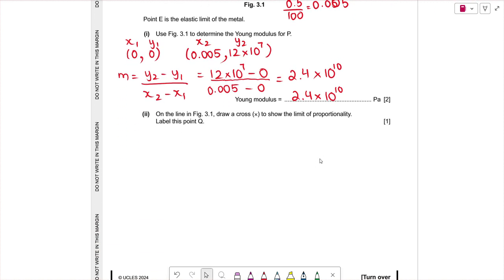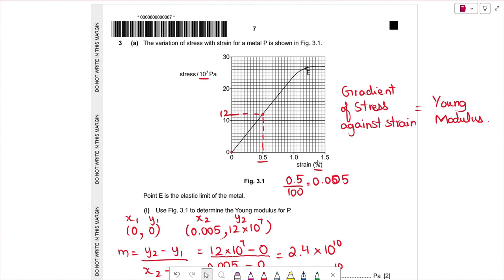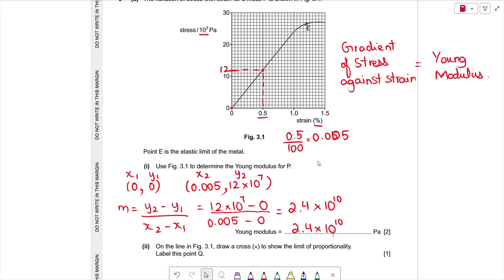On the line in figure 3.1, draw a cross to show the limit of proportionality. Label this point Q. So the limit of proportionality is the point where the stress is directly proportional to strain. It means it stays as a straight line. So we mark a cross at this point because until this point from 0 to 1, it's a straight line graph that passes through the origin. But after 1%, it turns into a curve which shows that the limit of proportionality has been breached.